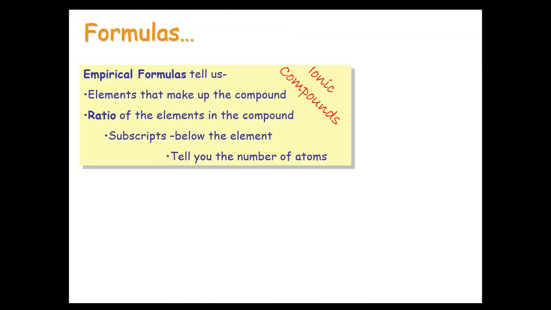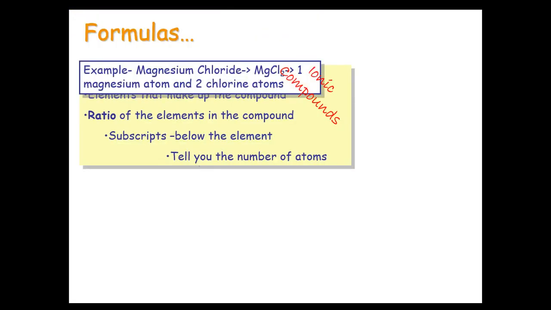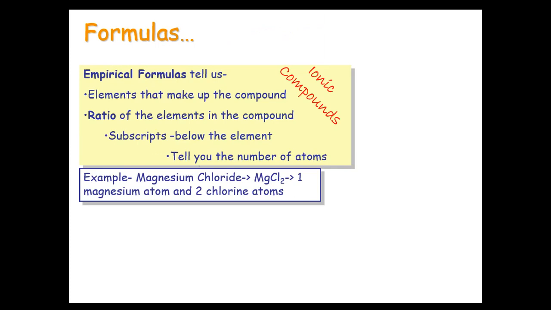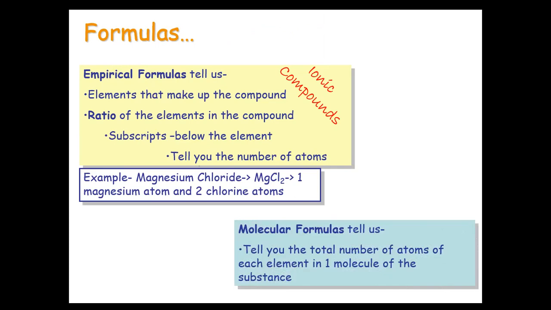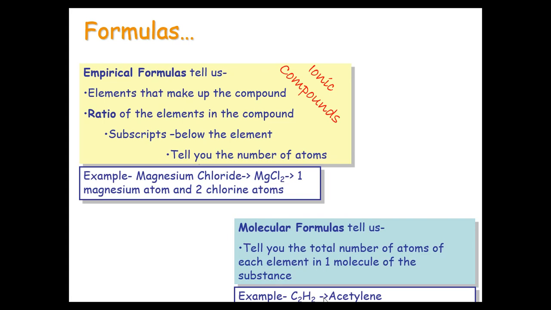So the formulas, remember with ionic compounds, we were always doing the lowest whole number ratio. We call these empirical formulas. With molecular formulas, it's actually going to tell us the number of atoms of each element in one molecule of that substance. So here, you notice that for acetylene, we have C2H2. We don't simplify this. So this will tell us the exact number of atoms, and it may not necessarily be the lowest whole number ratio.